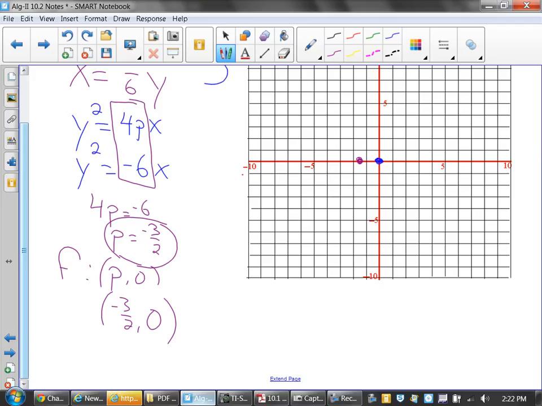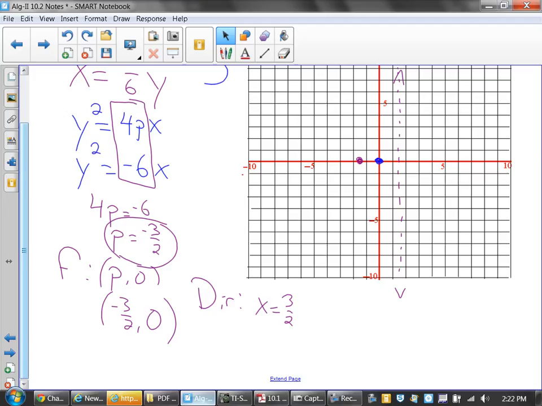The directrix is then on the other side. The directrix for a y-squared parabola is x equals the opposite of p. My p-value is negative 3 over 2. This will be x equals 3 over 2. Again, just draw my little dotted line. So now I've got my vertex, 0, 0. My focus I found by setting the 4p equal to the negative 6. The directrix was the opposite of the p-value.